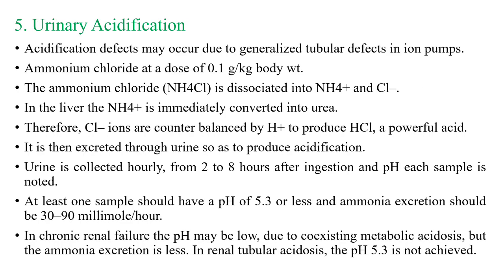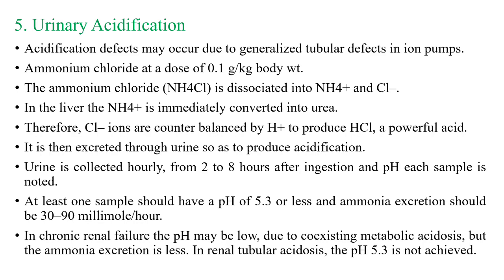Next, urine acidification. Acidification defects may occur due to generalized tubular defects in ion pumps. Ammonium chloride is given at a dose of 0.1 grams per kg body weight. The ammonium chloride dissociates into ammonium and chloride. In the liver, ammonia is immediately converted to urea, and chloride ions are counterbalanced by hydrogen, and both combine to form HCl. HCl is a powerful acid and is excreted in the urine to produce the acidification.